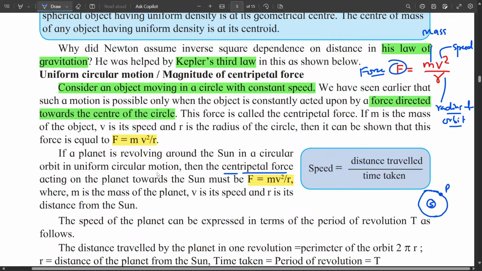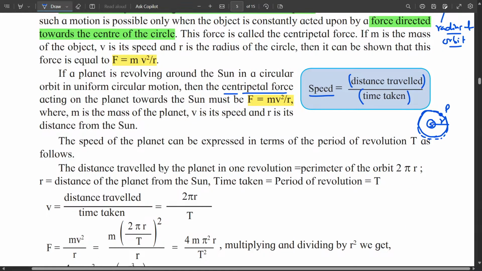Then in one revolution, how much distance the planet will cover? The planet will cover a distance equal to circumference of the orbit. So speed can be found by the formula distance travelled upon time taken. So in one complete revolution, distance travelled by the planet is equal to circumference of the orbit, which is equal to 2 pi r, where r is the radius of the orbit. And if the time taken for that is capital T, that means capital T is 1 year of that planet, then we can say that v, speed equal to distance 2 pi r upon time capital T.